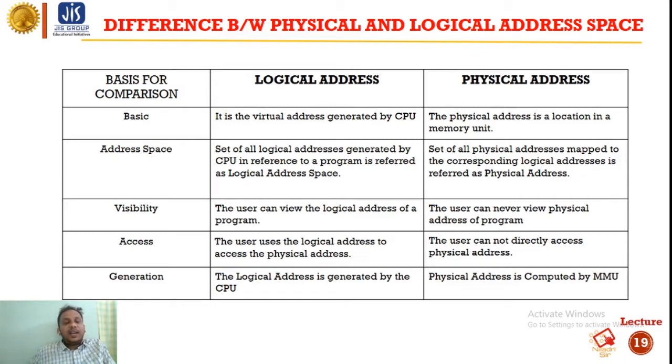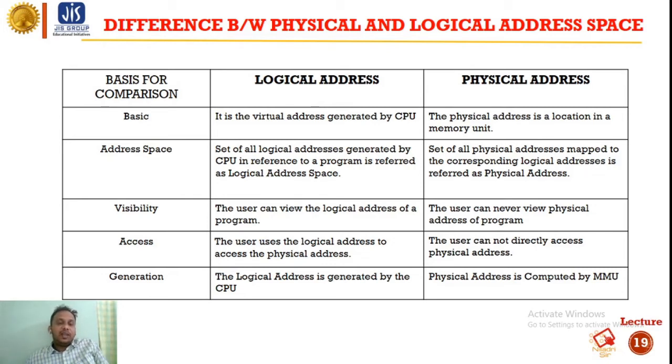And what about access? In case of logical address, the user uses the logical address to access the physical address. But in case of physical address, the user cannot directly access the physical address. Next one is generation. The logical address is generated by the CPU, whereas the physical address is computed by the MMU, that is, the memory management unit. So these are the differences between logical and physical addresses.